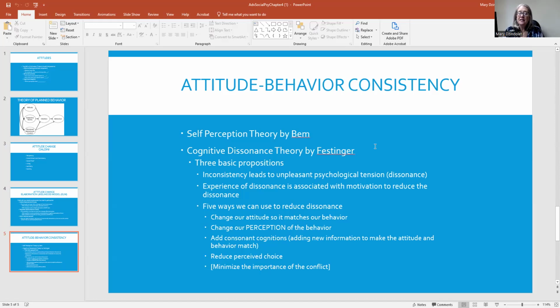Okay. And the last one, minimize the importance of the conflict. Experimentally, it's hard to disassociate that from the other 4. It's not that we don't believe it's true. We just can't support it.